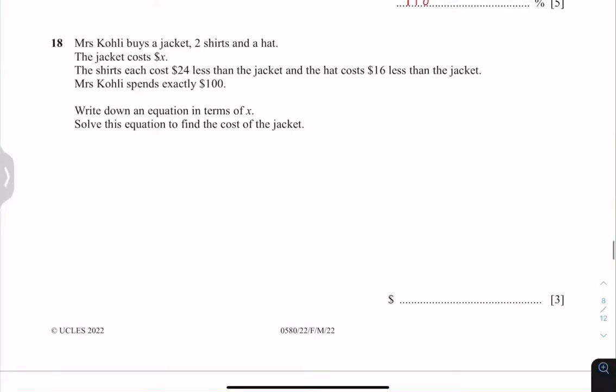Here is part 4 of paper 22, February-March 2022.